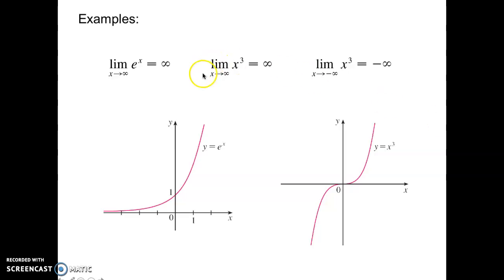Here are some examples. The limit as x approaches infinity of e to the x. So as x approaches infinity, e to the x is tending toward positive infinity. Notice e to the x also has a left tail behavior as x approaches negative infinity. This actually has a horizontal asymptote of y equals 0, or a target value of 0. The limit of x cubed as x approaches infinity tends toward infinity. The limit of x cubed as x approaches negative infinity also tends toward negative infinity.